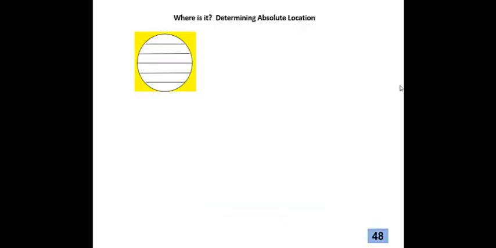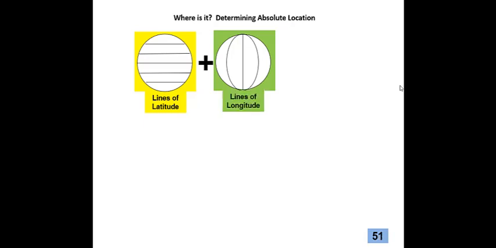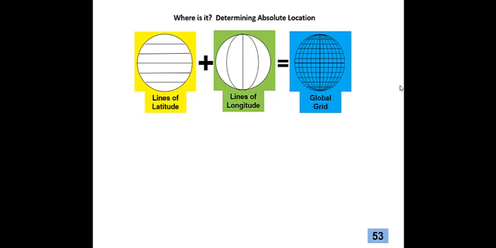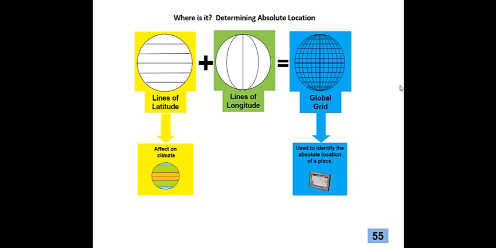So to wrap things up here, we're talking about mostly absolute location within this lesson. We've got lines of latitude. Remember, they run horizontal across our globe, and our major line of latitude is the equator. Plus lines of longitude, which run vertical across our globe, and they are not parallel, they converge at the poles. Our major line of longitude is the prime meridian, equals our global grid. Our global grid is used to identify the absolute location of a place. The lines of latitude have an effect on climate.